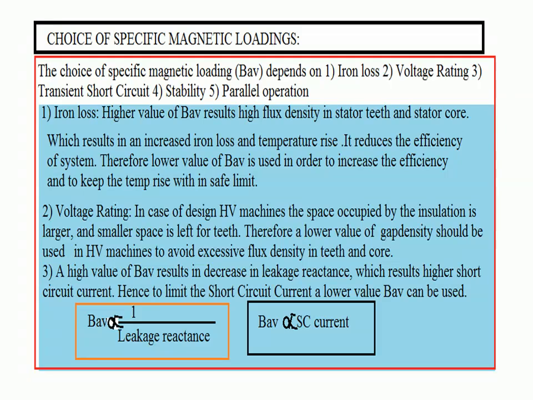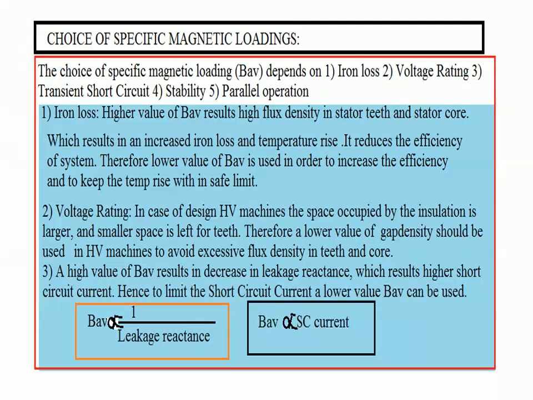Now, very first one, choice of specific magnetic loading. First, you write the factors. You may get 2 marks for that. Same thing we have observed in factors affecting length of air gap. Always try to practice this: first you write the following factors, then go on discussing each one, because this only carries 2 marks.